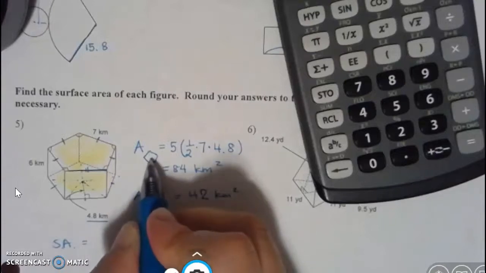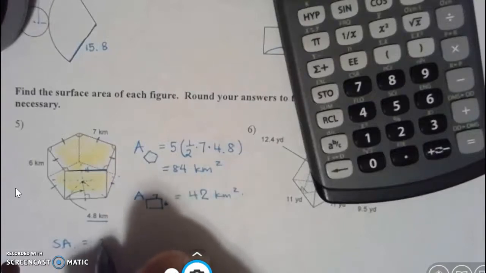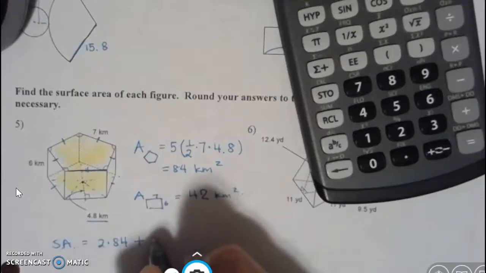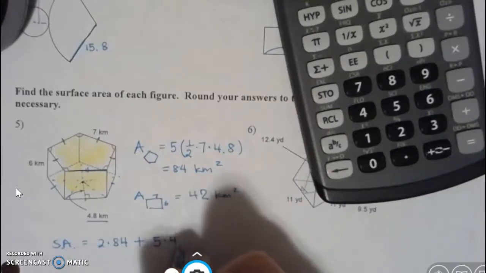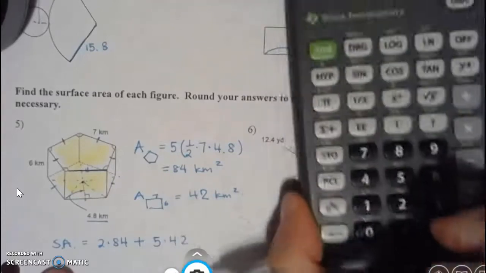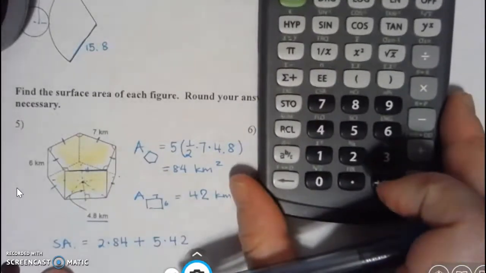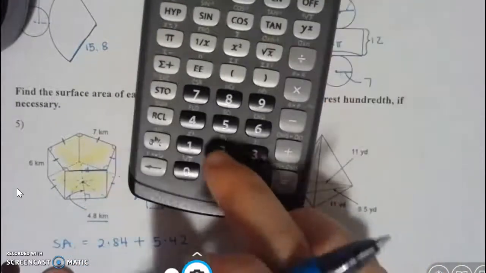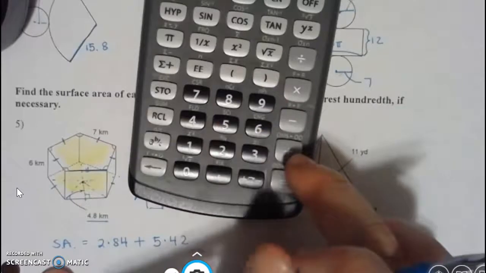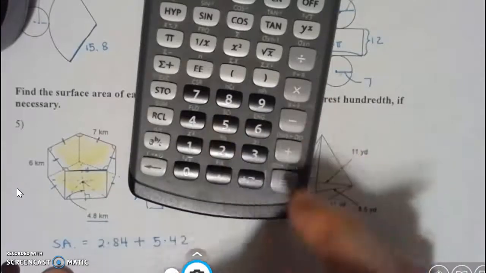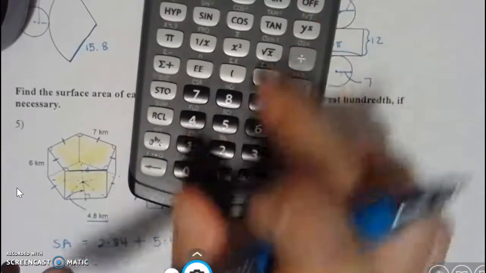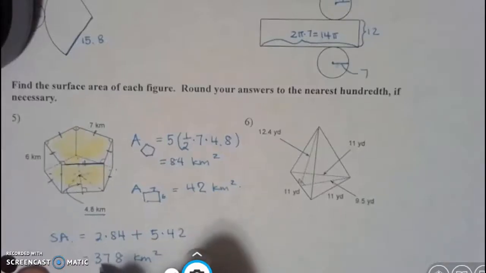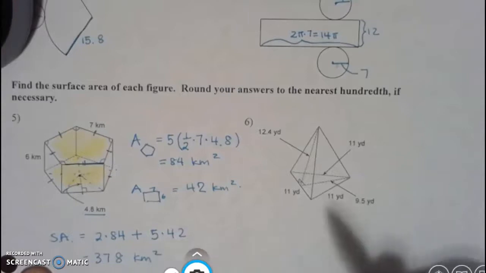So then the total surface area is going to be, we're going to have two of the pentagons. So 2 times 84 plus we have 5 of those rectangles. So 2 times 84 plus 5 times 42. And when I use the calculator, I get 378 kilometers squared.